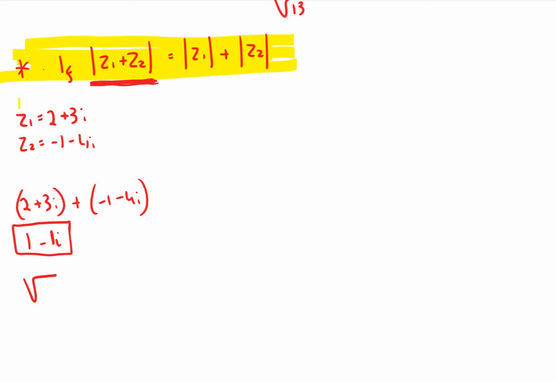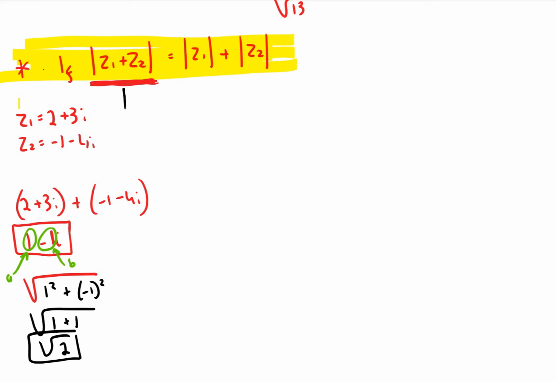Right, here's how I do it. This is our a number, the minus 1 is our b number. So it's 1 squared plus minus 1 squared. 1 squared is 1, minus 1 squared is 1, so it's the square root of 2. Okay, so this here is the square root of 2. Is that equal to the modulus of z1 plus the modulus of z2?